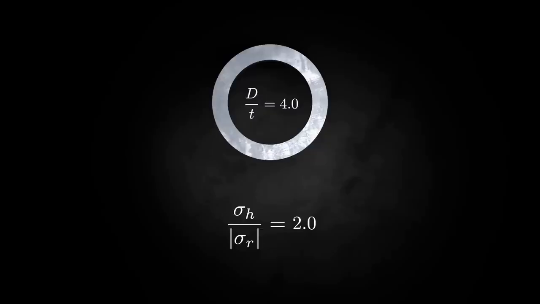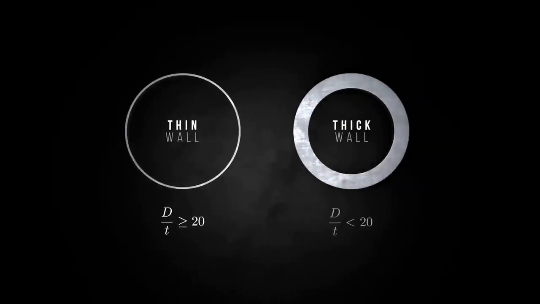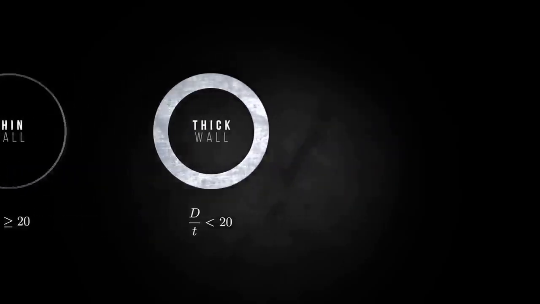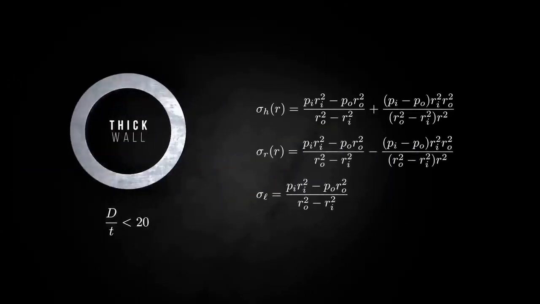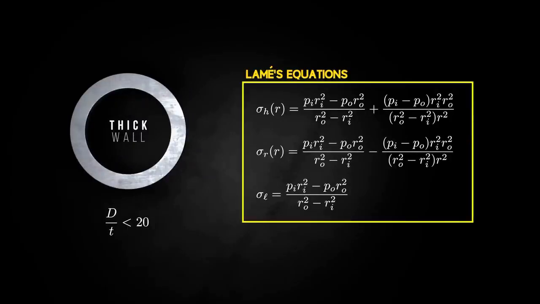It's common to define thin-walled pressure vessels as those with a wall thickness that's less than 5% of the diameter of the vessel, D over T greater than 20, and a thick-walled pressure vessel for anything thicker than that. The PD over 2T and PD over 4T equations only apply to thin-walled pressure vessels. For thick-walled vessels, the hoop, longitudinal, and radial stresses are given by the slightly more complicated Lamé's equations for thick-walled cylinders. The hoop and radial stresses are functions of the position within the vessel wall.